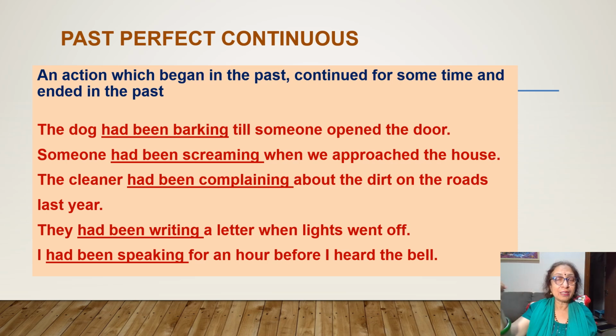Now we had the earlier also, the dog has been barking. That was present form. There, the complete point is not given because completion is expected in future. Here the action is completed in the past. So you see the second one, opened. Someone opened the door. So when someone opened the door, action got completed. Barking stopped. So that action was complete. The dog had been barking till someone opened the door. This is how the past perfect continuous is used.